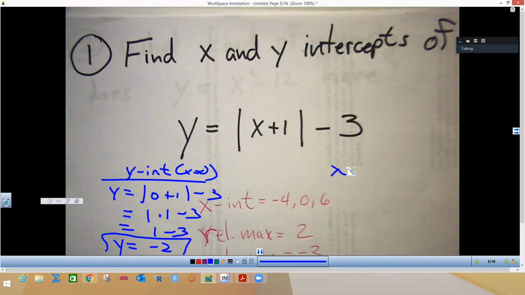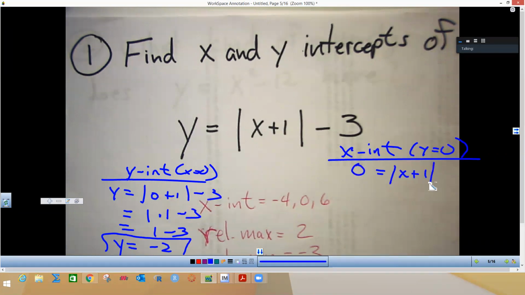For my x-intercept, now this one's a little harder, so I'm going to move this up a little bit because it's absolute value. When you do the x-intercept, you get y equals 0. So again, I'm going to plug 0 in for y. Now, I've told you on absolute value, you have to get the absolute value by itself first. So I've got to take this 3 and add this 3 over here, because you want the absolute value part all alone. So you get this.